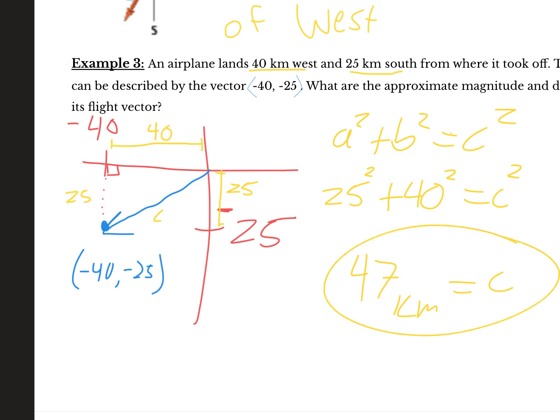I'm not going to show all the work, but I trust that you're smart enough to do that. And then our label is kilometers because that's the unit that we're working in. So this is the answer for the magnitude of this vector. So we're halfway there.